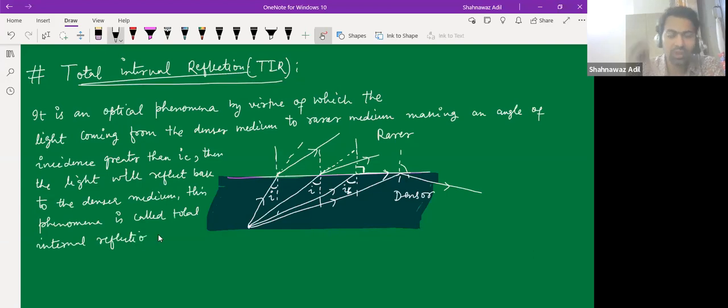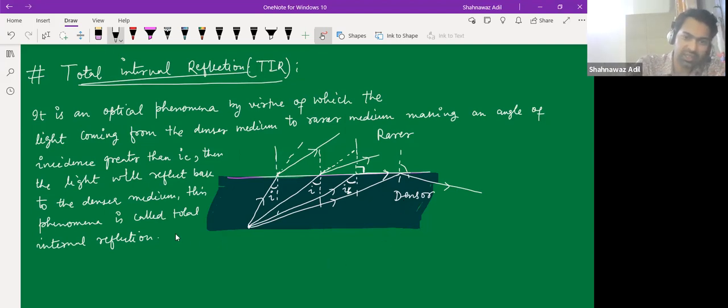So there are certain mediums which have a very low critical angle. If you increase your incidence angle greater than this critical angle, then the light will reflect. One natural example of TIR is the diamond. In diamond, we see continuous total internal reflection. That is why the diamond shines. The shining of diamond is due to this total internal reflection.